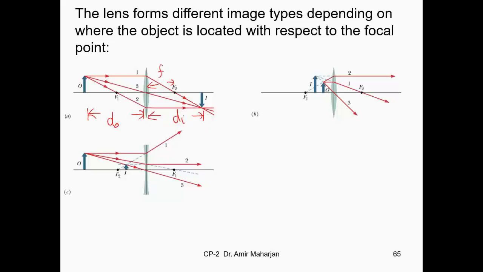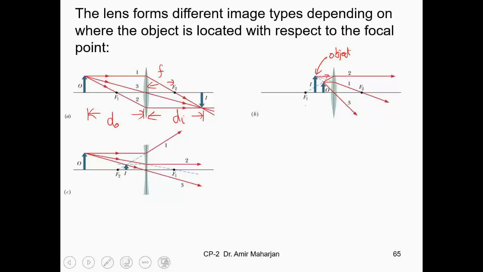Now, if you put the object here, what will happen? The second case is if you put an object within the focal point, between the focus and the lens. In this case, it will form a virtual image, as you can see, because this is the P ray, and it has to go through.